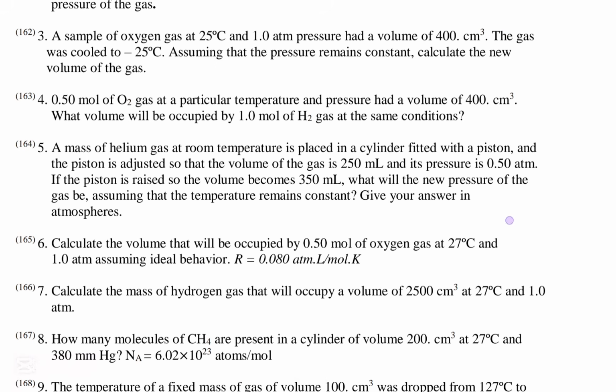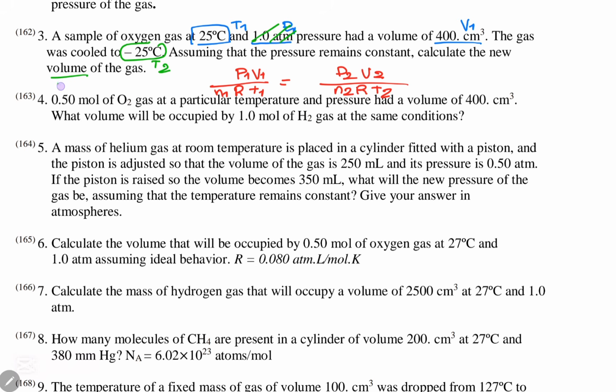Okay, again, I explained to you how we derive the general equation, which is P1 V1 over N1 R T1 equal to P2 V2 over N2 R T2, okay? So, now let's see what it says. A sample of oxygen at 25 degrees Celsius, so this is temperature 1, and 1 atmosphere, so this is pressure 1, had a volume of 400 centimeter cubed, so this is volume 1. The gas was cooled to minus 25, so this is temperature 2. Assuming that the pressure remains constant, so there is no change in pressure, calculate the new volume of the gas. They want us to find volume 2.